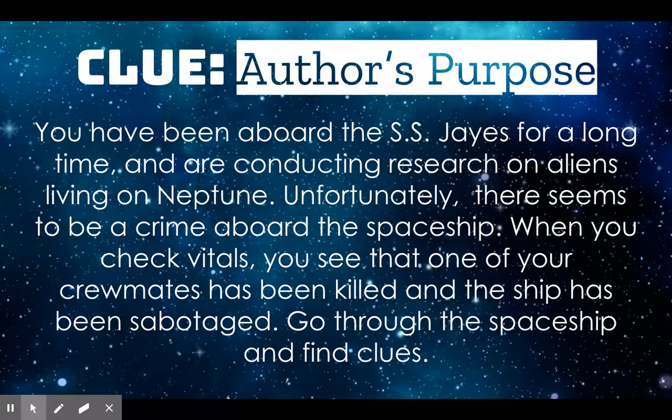You have been aboard the SSJs for a long time. That's our spaceship. And are conducting research on aliens living on Neptune. Unfortunately, there seems to be a crime aboard the spaceship. When you check vitals, you see that one of your crewmates has been killed and the ship has been sabotaged. Go through the spaceship and find clues.